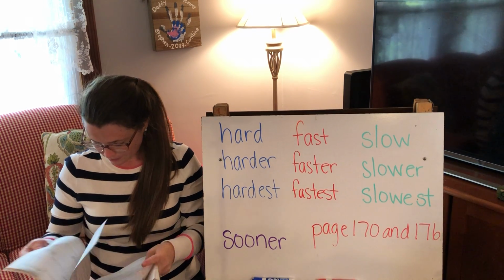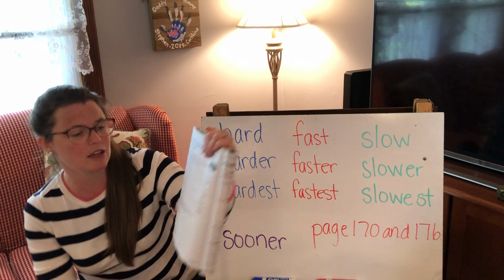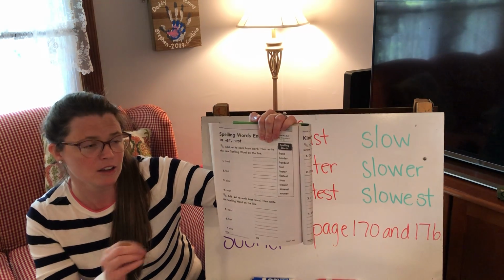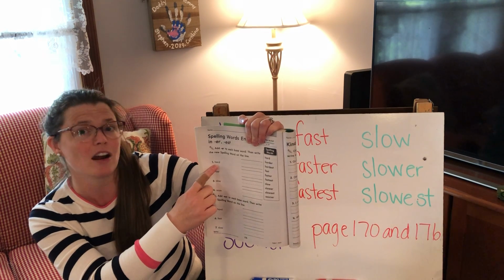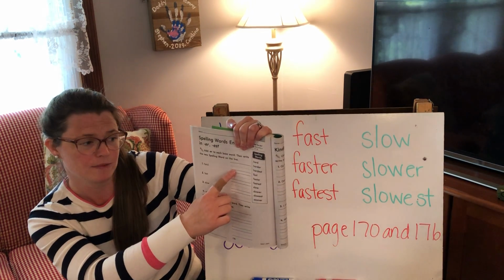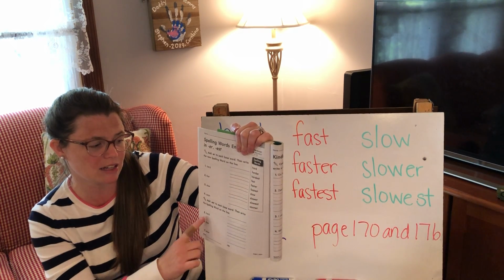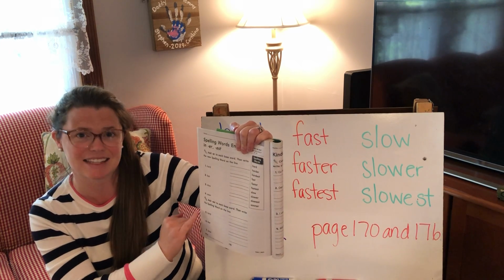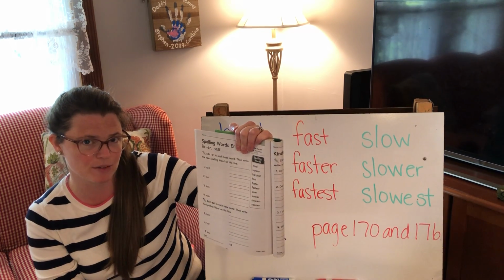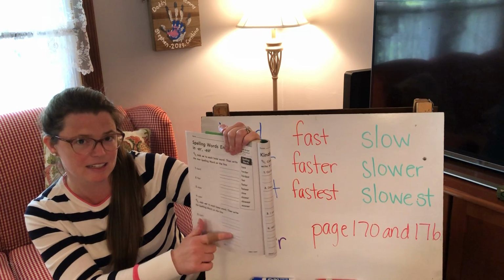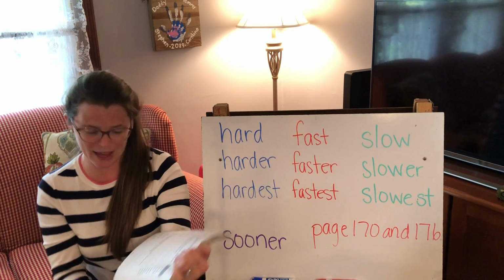So that's page 170. And 176, you are going to add er to each of these base words, okay? So they gave you the word hard. You have to make it harder. They gave you the word fast. You have to make it faster. Down here, you need to add est to each of these words, okay? So hardest is what you're going to put over here. Fastest is what you're going to put here. Slowest is what you're going to put here. Okay, so that's page 176.